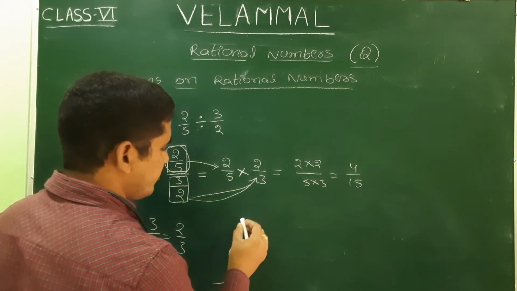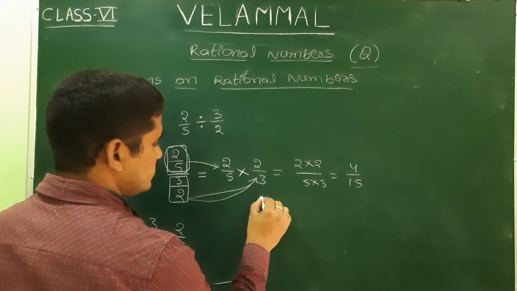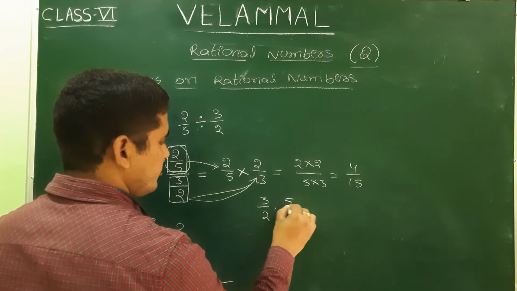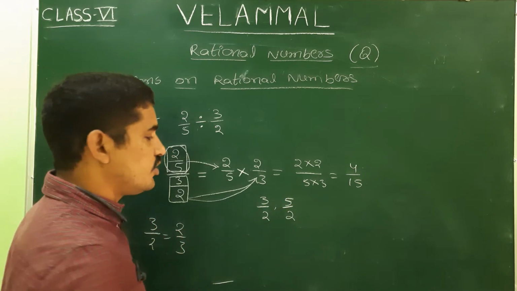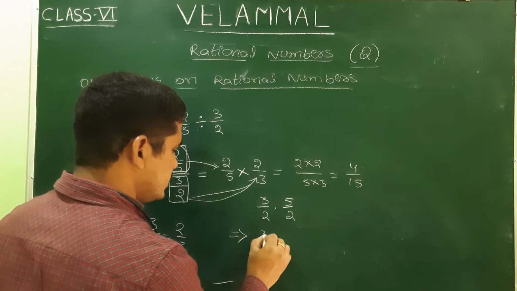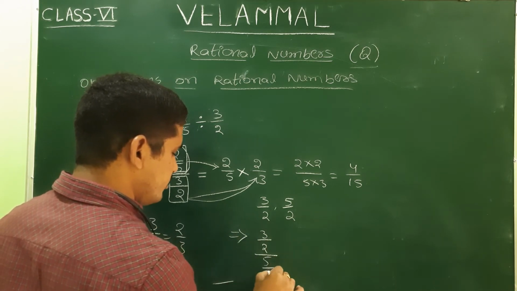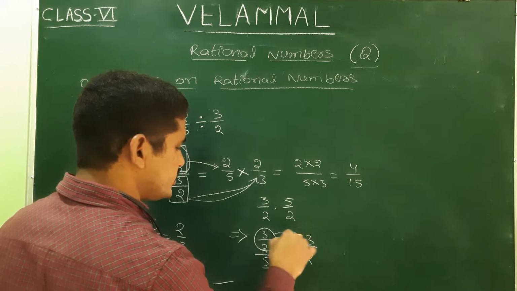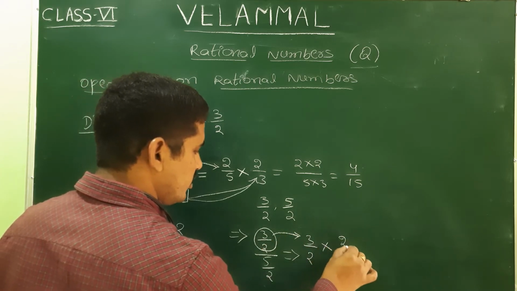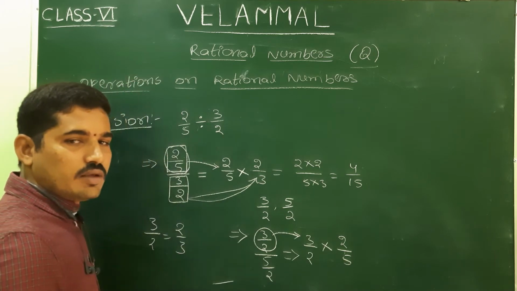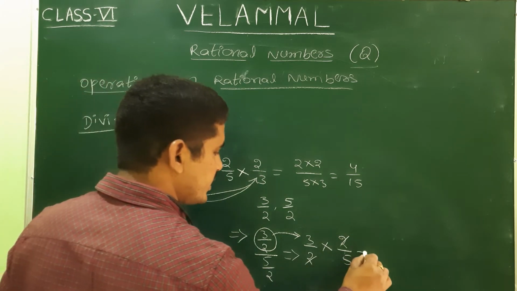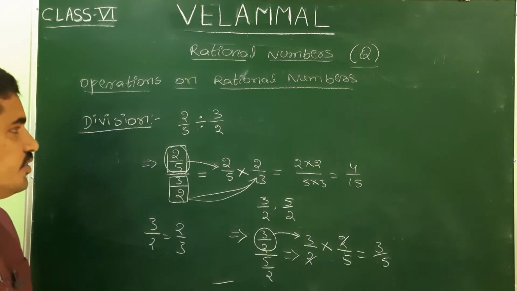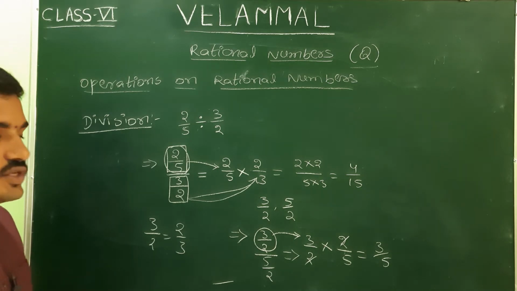The same way, one more example: if we are asked to divide 3 by 2 and 5 by 2, how can we do this? We can do this as 3 by 2 divided by 5 by 2. Now 3 by 2 as it is, we take as the numerator fraction and multiply with the denominator's reciprocal: 3 by 2 into 2 by 5. Now 2 will get cancelled, and the answer will be 3 by 5. This is the division of fractions, or division of rational numbers.